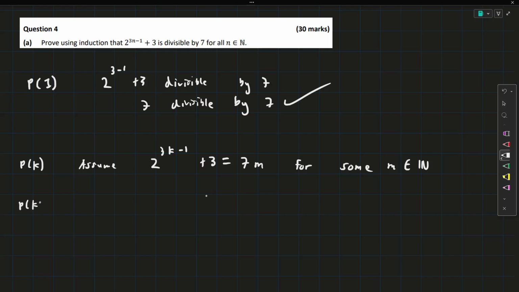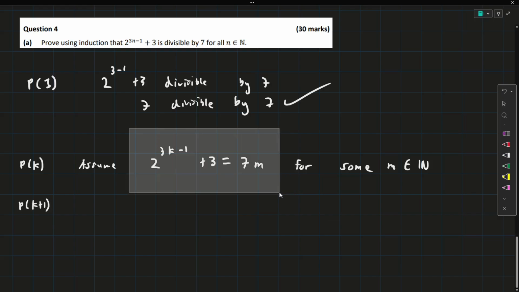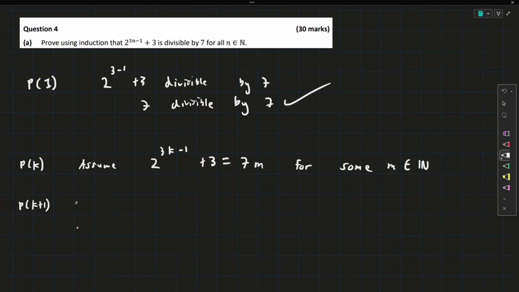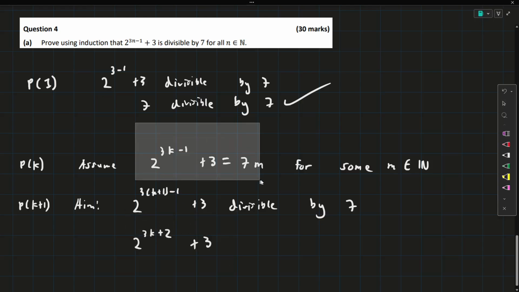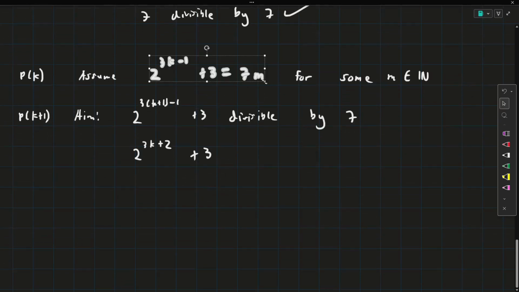And then our proposition for k plus 1: we want to use this fact to prove that it's true for k plus 1. So what are we aiming for? We're aiming for 2 to the power of 3 times k plus 1 minus 1, plus 3, is divisible by 7. And just to make it a little more clear, that's 2 to the power of 3k, and then 3 times 1 is 3, minus 1 will be 2. So we'll have 3k plus 2, plus 3. So let's see if we can make this equation look like this equation, and then hopefully it should just work.